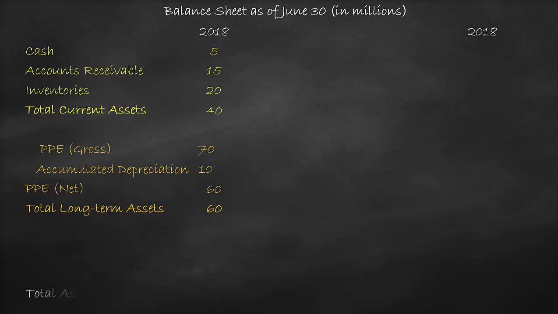Total assets is the value of current assets and non-current assets. Therefore, total assets equals $40 million plus $60 million, which comes to a total of $100 million.